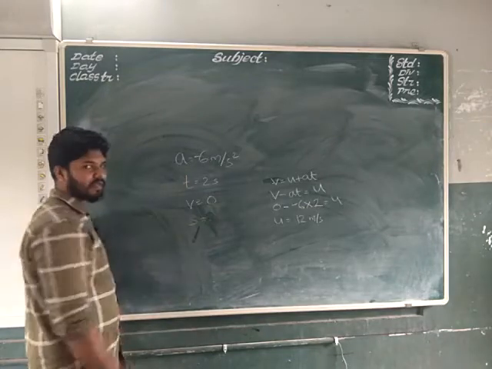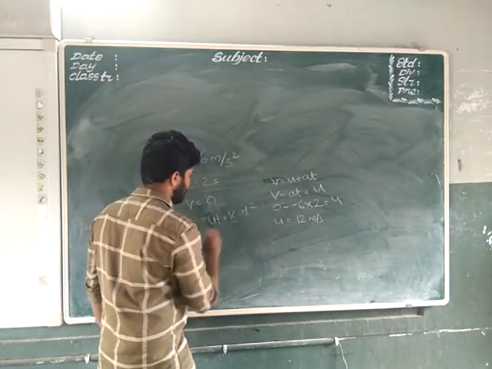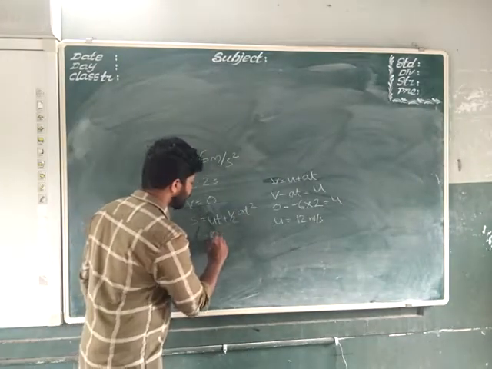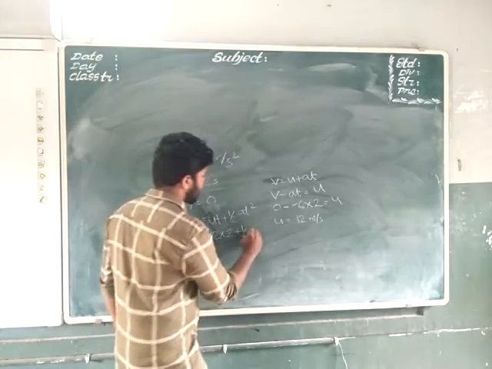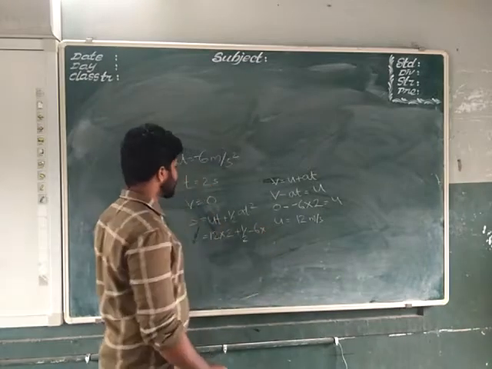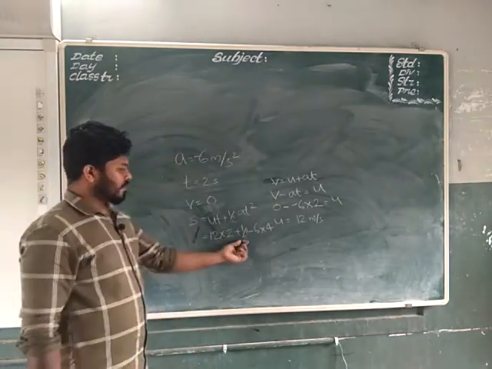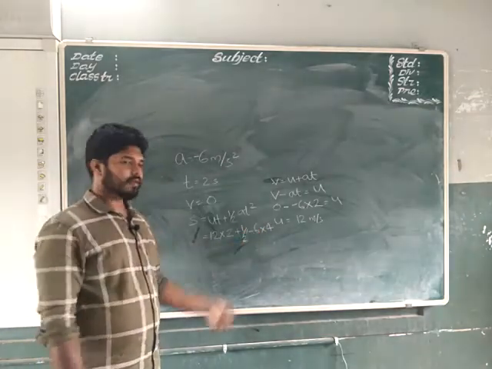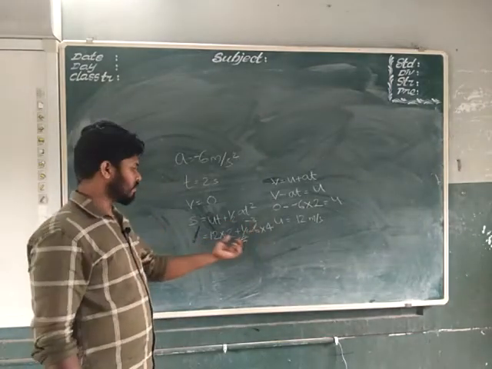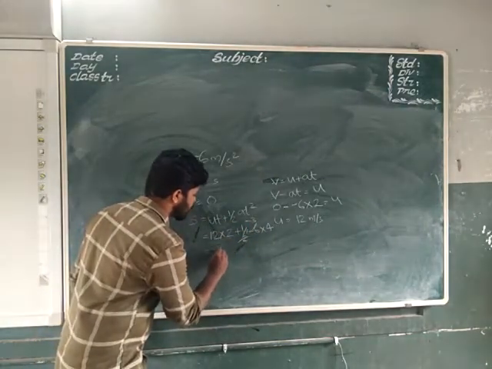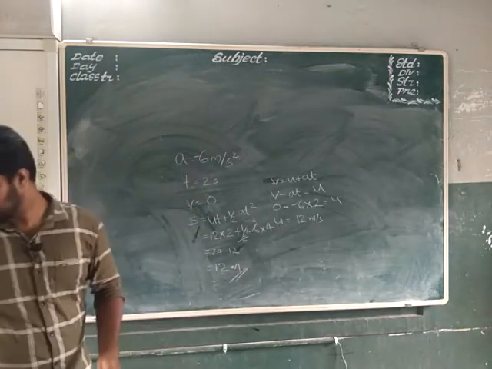Now we can substitute the values here. S equals ut plus half at square. Therefore u is 12, into time 2, plus half into minus 6 into t square, which is 4. Half into minus 6 into 4: we can cancel the 2 and 6, it becomes minus 3. Minus 3 into 4 is minus 12. 12 into 2 is 24. 24 minus 12 is equal to 12 meter. So the answer is 12 meter.